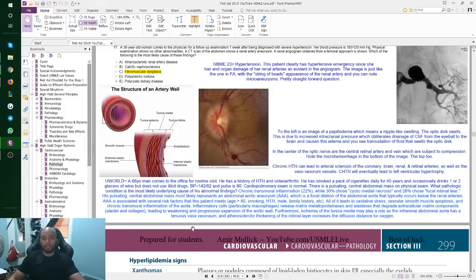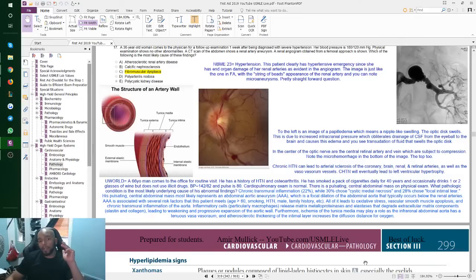And then we have a URO question right here. So, a 66-year-old man comes to the office for a routine visit. He has a history of hypertension and osteoarthritis. He smoked a pack of cigarettes daily for 40 years and occasionally drinks 1 or 2 glasses of wine, but does not use drugs. Okay. Blood pressure is 142/82 and pulse is 80. Cardiopulmonary exam is normal, and there is a pulsating central abdominal mass on physical exam. This is something you can definitely see one day at the hospital. What pathologic condition is the most likely underlying cause of his abnormal findings?